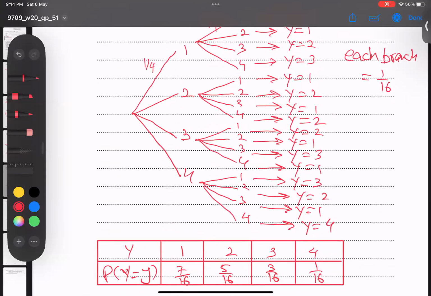If you add them, the sum must be 1. So check: 1 plus 3 is 4, 4 plus 5 is 9, 9 plus 7 is 16, and 16 divided by 16 is 1. So Alhamdulillah, this point is very, very clear. And let's go for the next question.